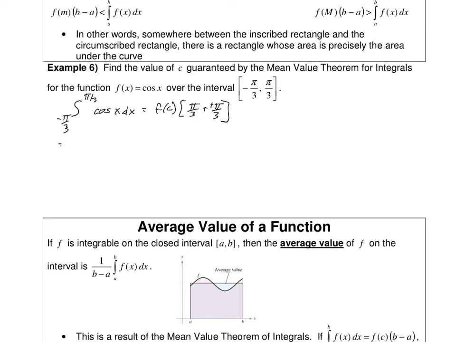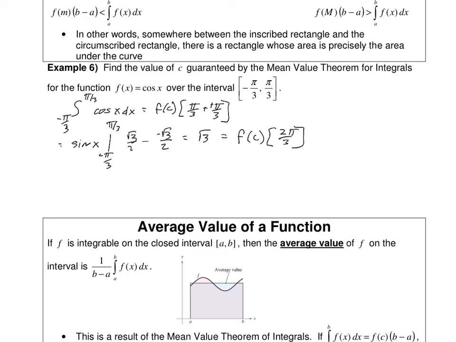On the left side here, I can just integrate. I know that the derivative of sine is cosine, so that tells me the antiderivative of cosine is sine. I'm just thinking about it backwards; it goes a little faster in my head. So sine of pi thirds is going to be radical 3 over 2, subtract the sine of negative pi thirds, which is negative radical 3 over 2. And then that is going to equal just radical 3, and that has to be equal to my right side of the equation, f of c, multiplied by 2 pi thirds.